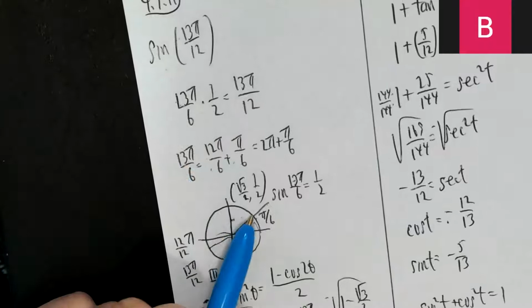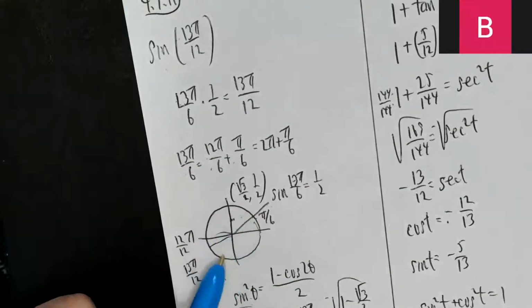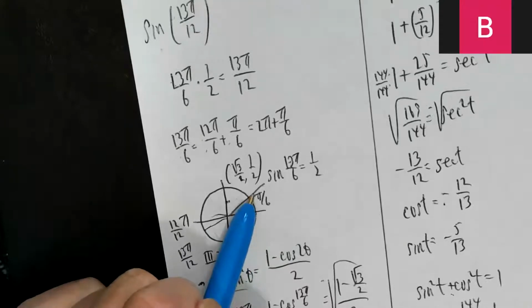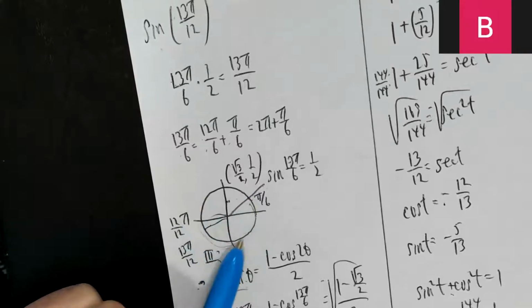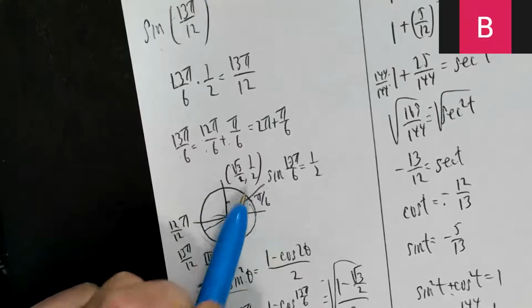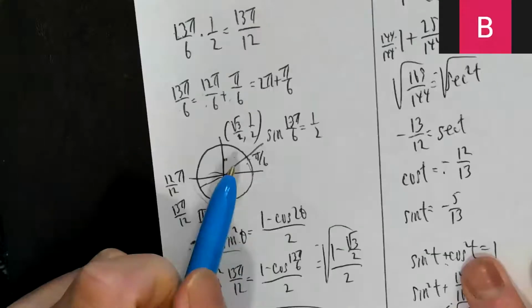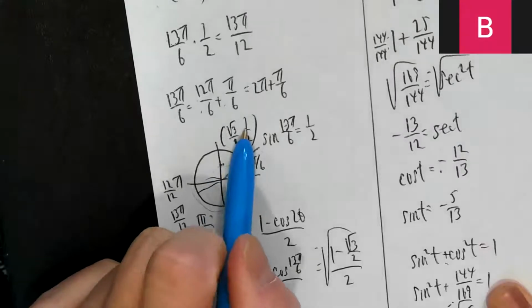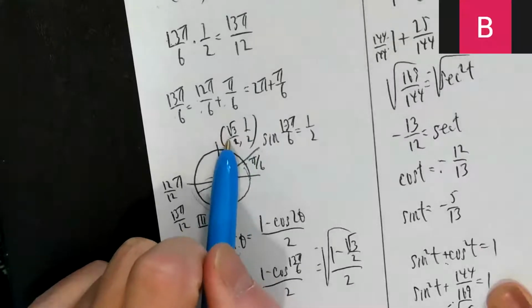So 13 pi over 6 is once around, 2 pi, 12 pi over 6, plus another pi over 6. The angle would be like this, all the way around, then another 30 degrees. What is this ordered pair? Again, I look at the x and y coordinates. It looks like y is halfway and x is more than halfway. So y is a half, and x is automatically radical 3 over 2.